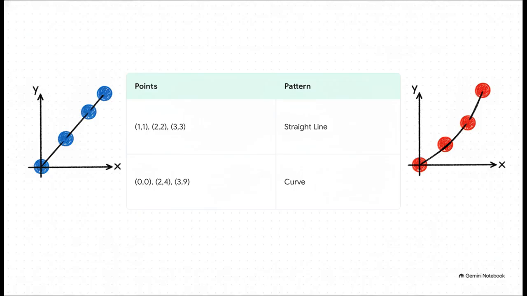Now, what's genuinely fascinating here is how adding just a few more specific points completely transforms the pattern you're looking at. Take a look at this. On the left, if we plot 1, 1, 2, 2, and 3, 3, they line up perfectly to form a straight diagonal line. But on the right, if we change the rule, say we make it so our points follow a rule where a number is multiplied by itself, boom. That straight line instantly bends into a really smooth, elegant curve.